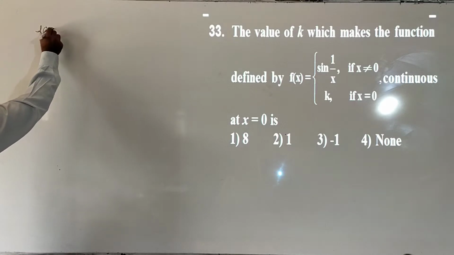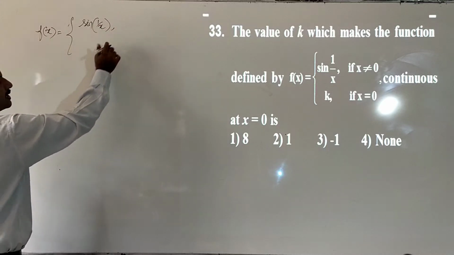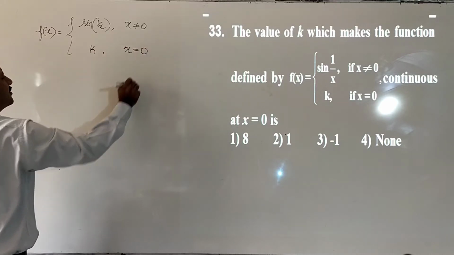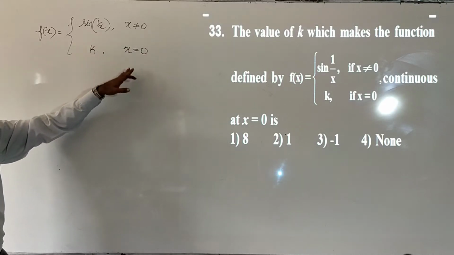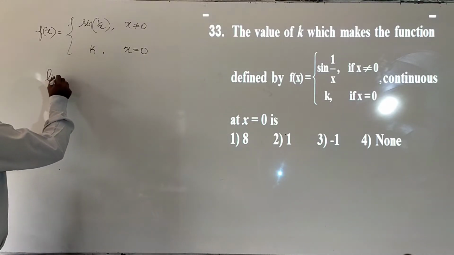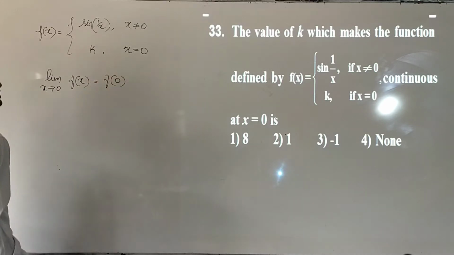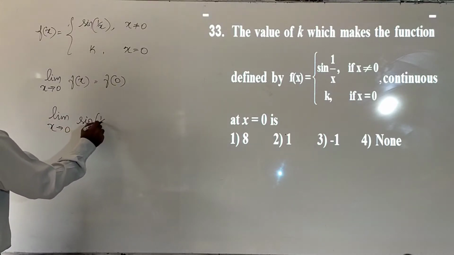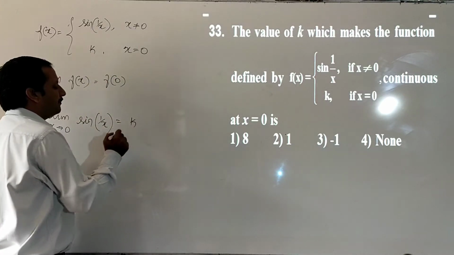See, f of x is defined as sin 1 by x if x not equal to 0 and it is k if x is equal to 0. So it is continuous at x equal to 0. Continuous at x equal to 0 means limit x tends to 0, f of x must be equal to f of 0. So limit x tends to 0, f of x, f of x is sin of 1 by x. That's equal to f of 0. f of 0 is equal to k.